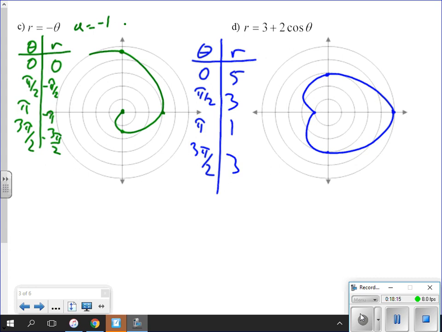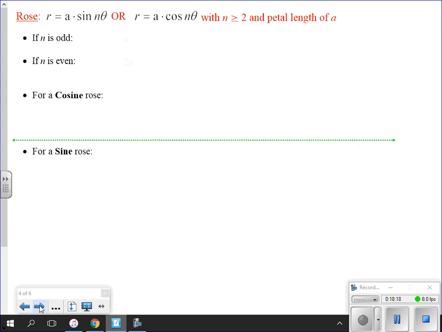Okay. Now we get to the fun ones. Roses. Apropos, it's Valentine's Day just around the corner. We're going to be doing roses. The basic equation for a rose: R equals A sine n theta, or R equals A cosine n theta. So you have a coefficient in front of your sine or cosine, and then it's not just theta, it's some number times theta, like 2 theta or 3 theta or something.